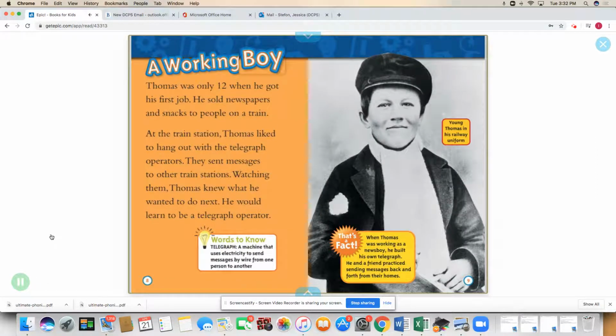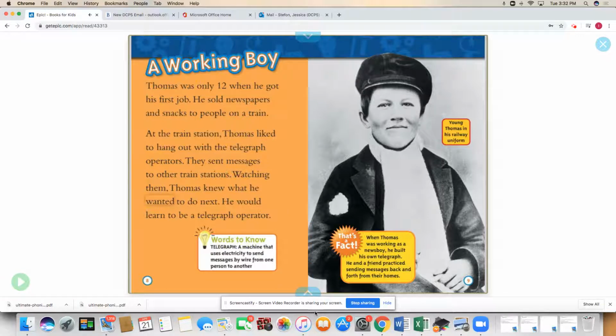A working boy. Thomas was only 12 when he got his first job. He sold newspapers and snacks to people on a train. At the train station, Thomas liked to hang out with the telegraph operators. They sent messages to other train stations. Watching them, Thomas knew what he wanted to do next. He would learn to be a telegraph operator.